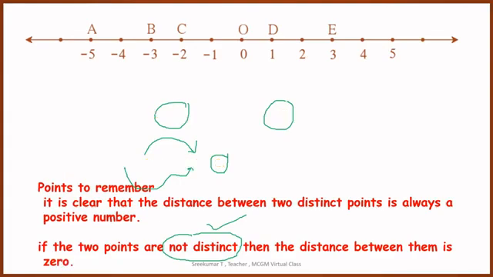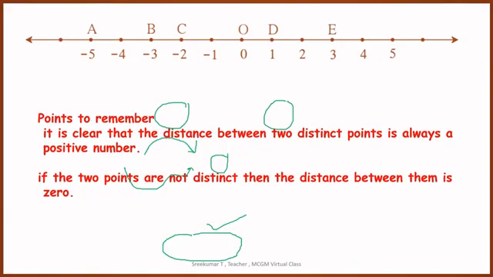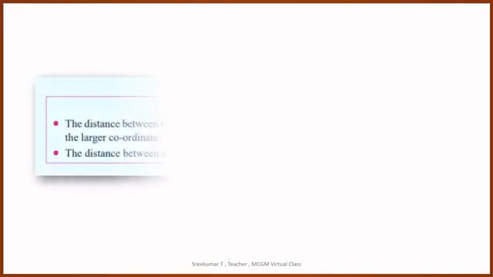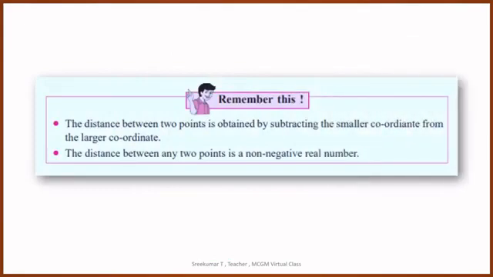Okay, so that is what one point. So the point is clear here. The distance between two distinct points is always a positive number. If two points are not distinct, then the distance between them will be 0. Let's go ahead. And the conclusion is drawn here.